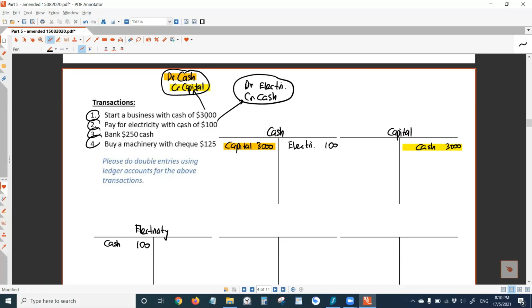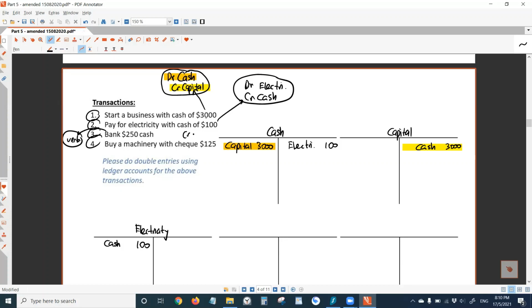Number 3, bank $250 cash. The word bank here is used as a verb. In Malay, we call it kata kerja, right? So you are putting cash into the bank. That's what it means here.